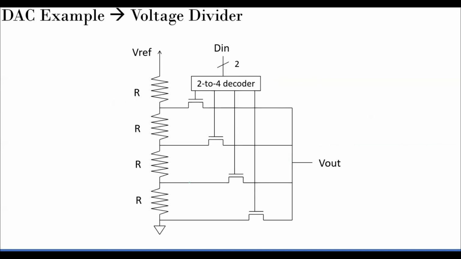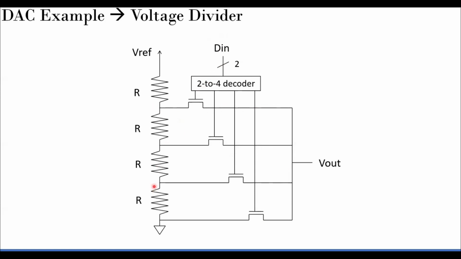Now DAC, we talked about analog to digital converter. This is digital to analog converter. So this is just the opposite of that. For example, you give a digital input, it will have a decoder. So each one of these will be checked.